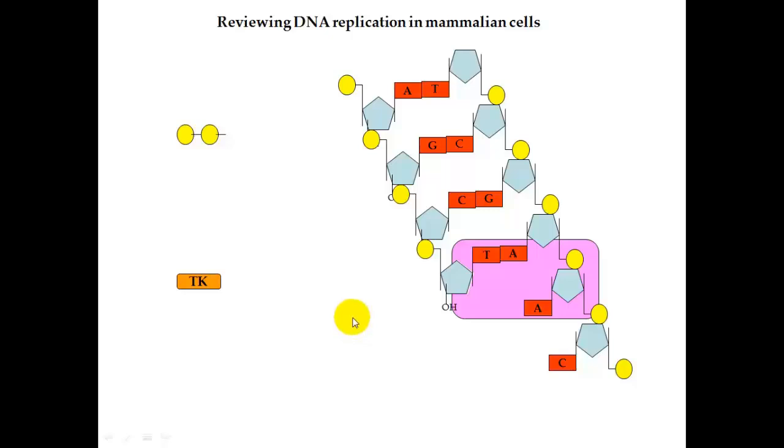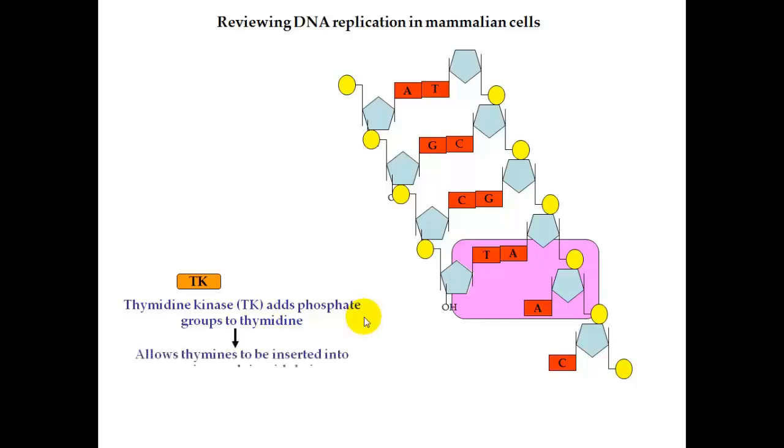Right? So just some important review stuff to know about DNA replication, and it'll help to know this before we understand how this example of a nucleoside analog works to prevent viruses from replicating themselves. The take-home point is that there are these enzymes called thymidine kinase, TK for short, that end up adding phosphate groups to thymidine. This then allows those T's to become inserted into a growing nucleic acid chain. So kind of an important thing.